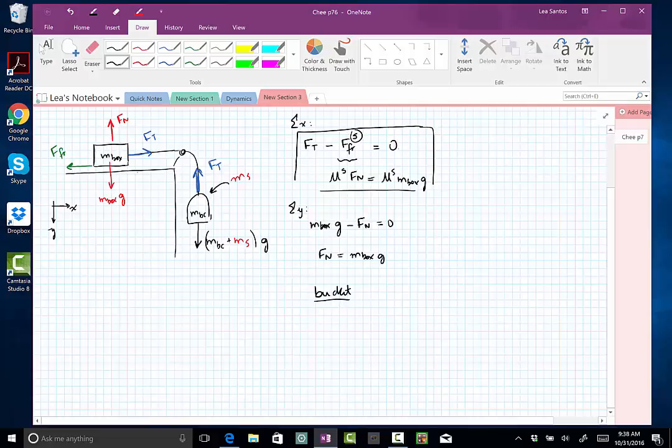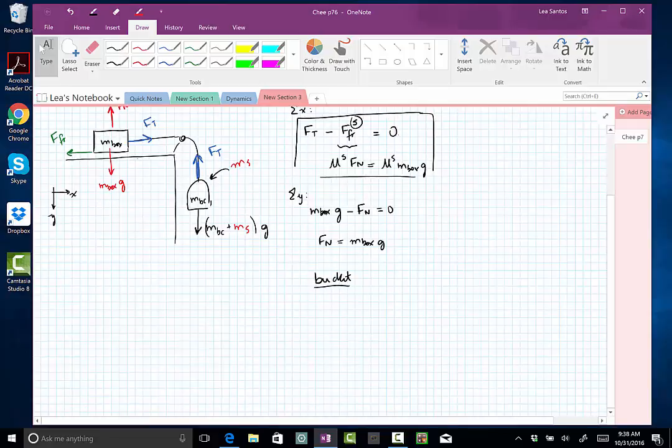What are the forces involved in the bucket? Just the weight, and the weight here is positive, so it's the mass of the bucket, which we know, plus the mass of the sand, that's what we are trying to find, multiplied by g, minus the tension force, and this is equal to 0 because we are not moving.